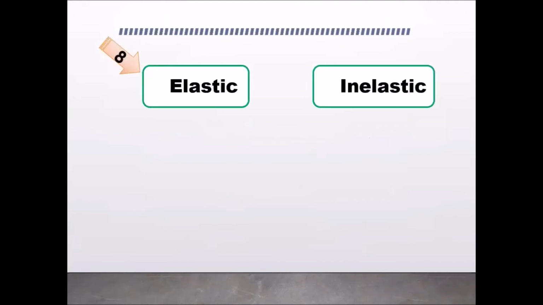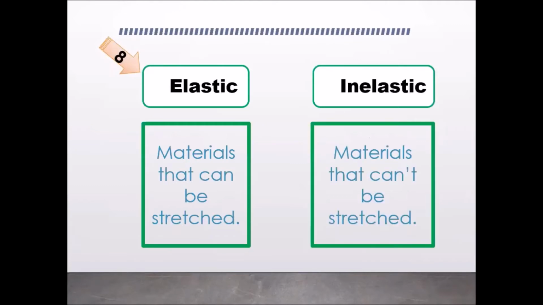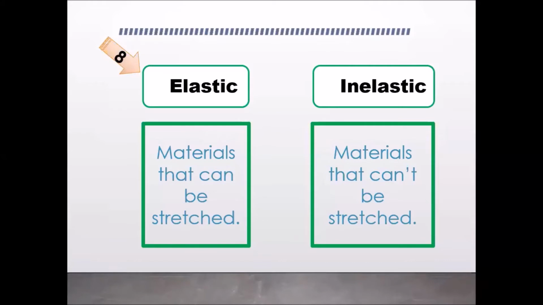The eighth property is elastic and inelastic material. What does it mean? The elastic material is the material that can be stretched, like rubber bands, for example. The inelastic material is the material which can't be stretched. For example, like the door. Why? Because the door is made of wood, so the wood can't be stretched.